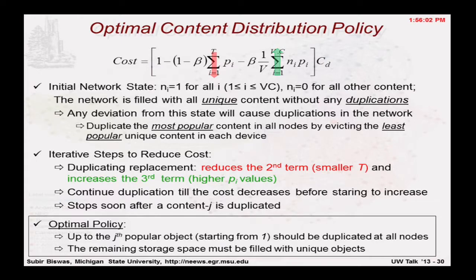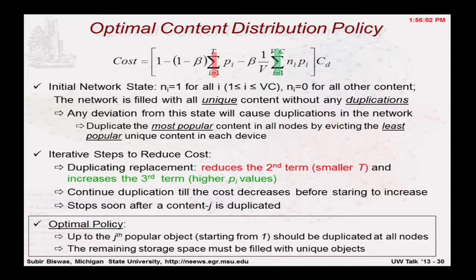Now it turns out that as you do more and more duplication, the second quantity reduces, because T reduces, which is the least popular content, because you are now making more and more popular contents in the network, right? And the third quantity goes up because of this Ni times Pi, and Pi, by the way, is the probability of requesting an object, which follows the Zipf distribution. So the second term goes down, the third term goes up, and if you do this iteratively, your cost starts going down. At some point, these two effects equalize. That is your minimum cost, and then the other one takes over, so your cost starts going up again.